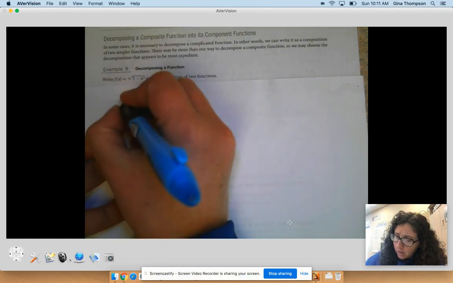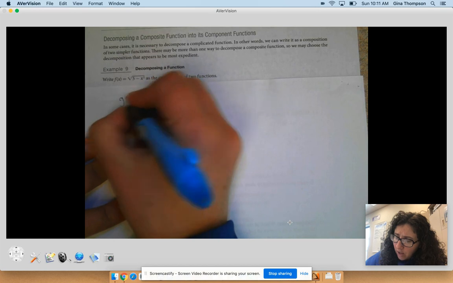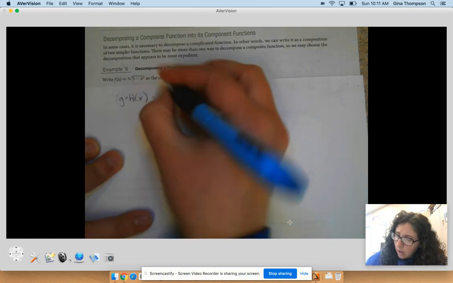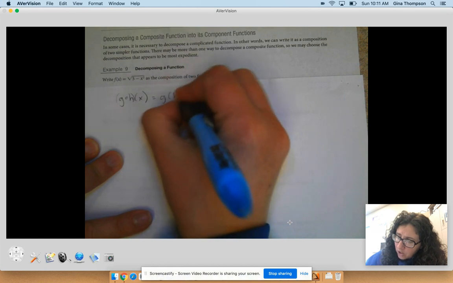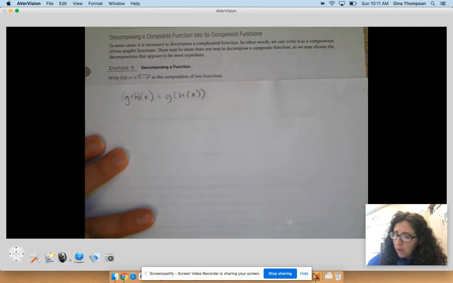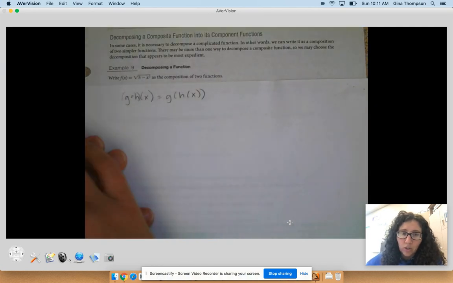So let's compose g of h of x. I have a composition function like that. Okay, so that would be the same as g of h of x. How could we write this as the composition of two functions?